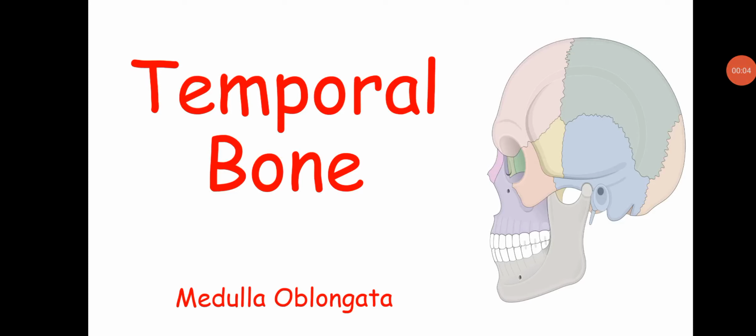Today we are going to talk about temporal bone. And here you can see at the side the diagrammatic or schematic representation of the skull, and the blue color bone at the side you can see is the temporal bone.